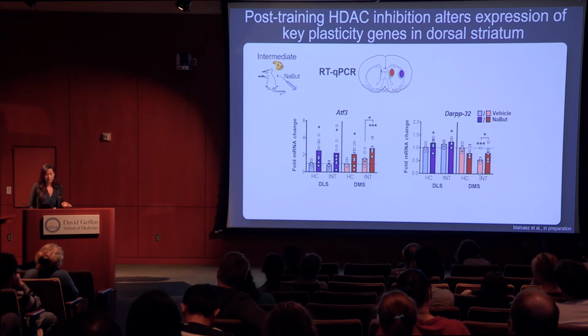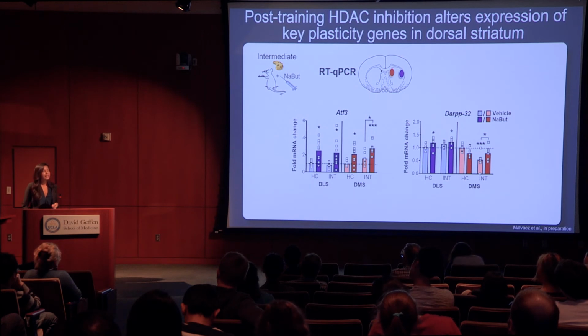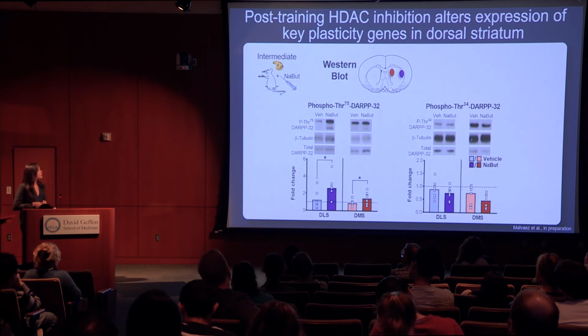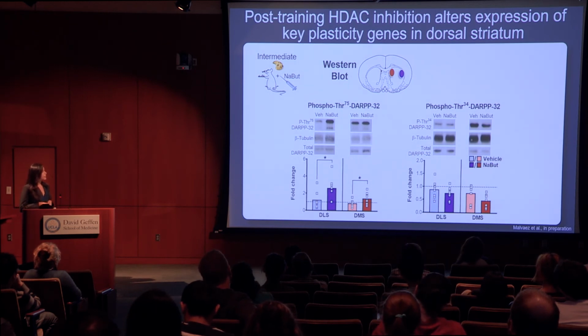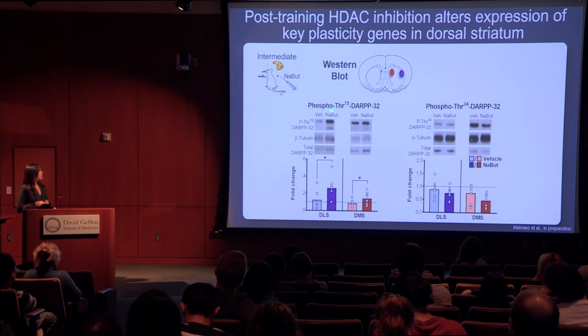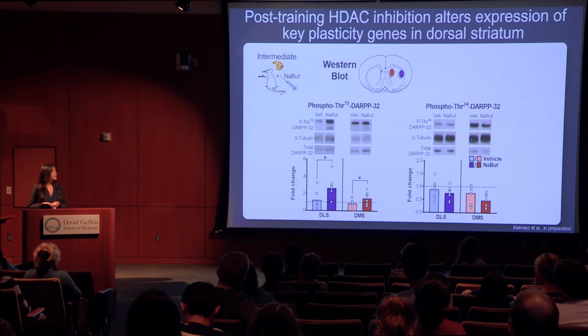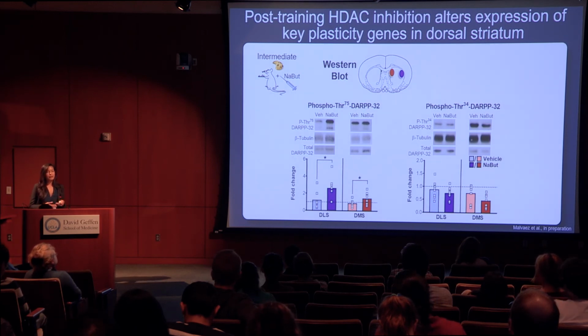And so the thing about DARP32, though, is that depending on how it's phosphorylated, its activity within a cell will change. And so, again, in collaboration with Pam Kennedy, we looked at the phosphorylation state of DARP32 and found that at the threonine 75 phosphorylation site, there's an increase in those animals treated with the HDAC inhibitor, but we didn't really see anything at the phosphorylation of threonine 34. And so this starts to indicate that maybe the cellular function within the striatum is starting to change.